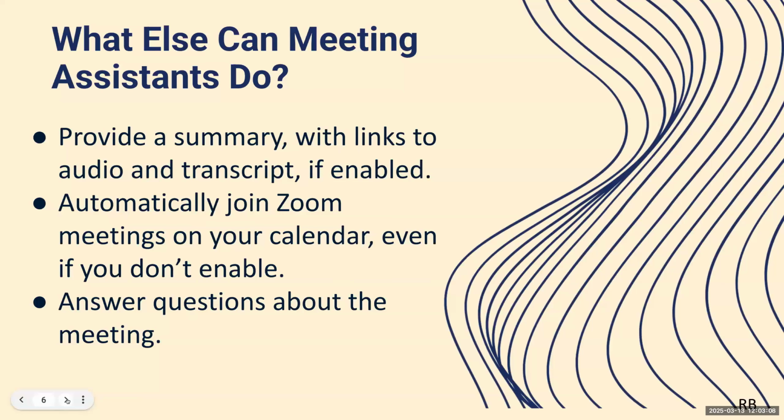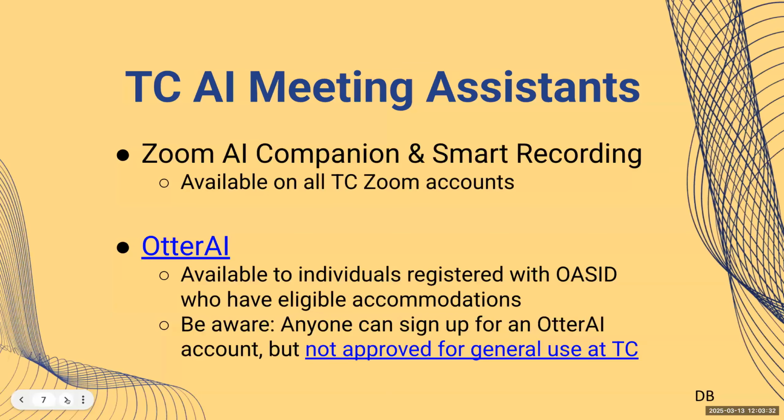So what else can assistants do? Well, they can provide you a summary with links to that audio transcript if you enable that setting as well. They automatically join your Zoom meetings on your calendar, even if you don't enable it. They can also answer questions within the meeting if you use that function. So we talked about some of the features, and it depends on which meeting assistant you're using. We'll talk about each of these in more detail.